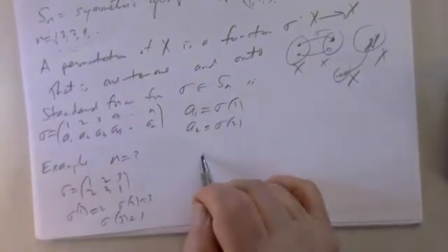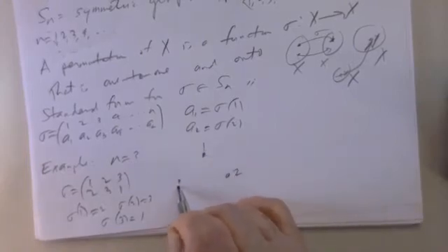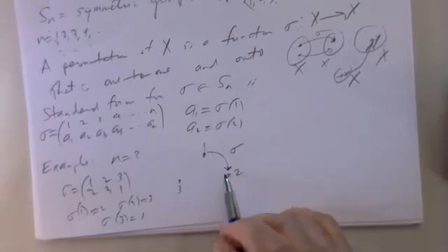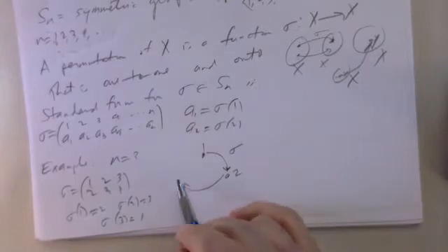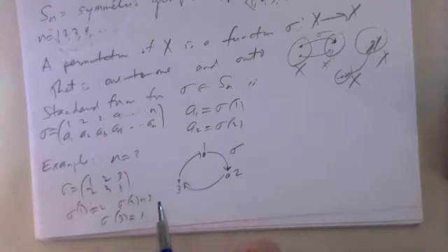And if you want, you can sort of draw a picture of that. This is 1, 2, and 3. Sigma sends 1 to 2. Sigma sends 2 to 3. And sigma sends 3 to 1. So it's a kind of a cycle.